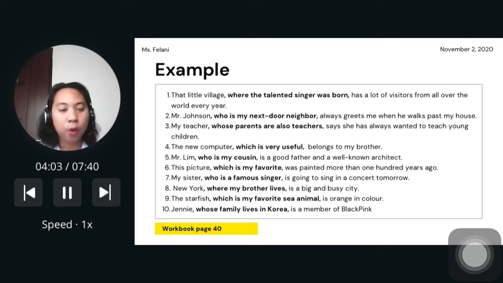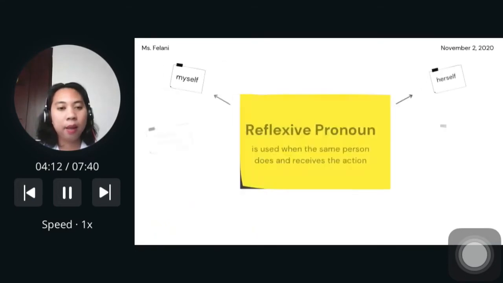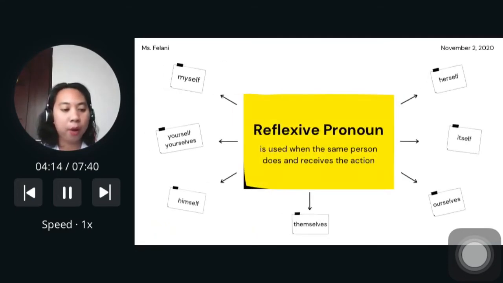Okay, so the bold part over there is a non-defining relative clause. And now, reflexive pronouns. What is a reflexive pronoun? We use it when a person is proud of something he or she has done, or the person does something by himself or herself. So we use it when the same person does and receives the action.